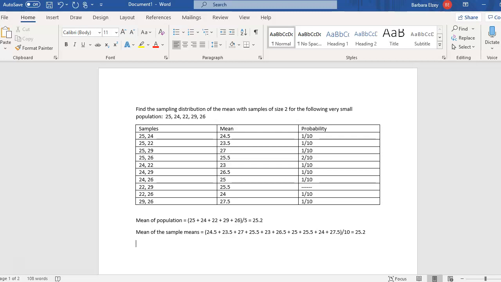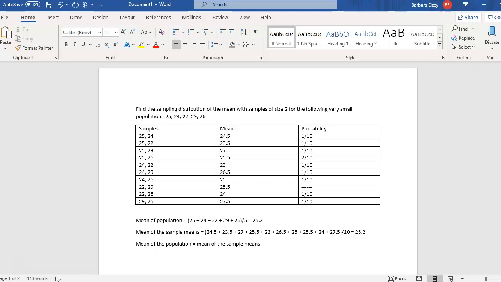All right, so this leads us to an interesting conclusion. The mean of the population is equal to the mean of the sample means. All right, so that's kind of interesting. Now we'll see how that helps us in a minute.